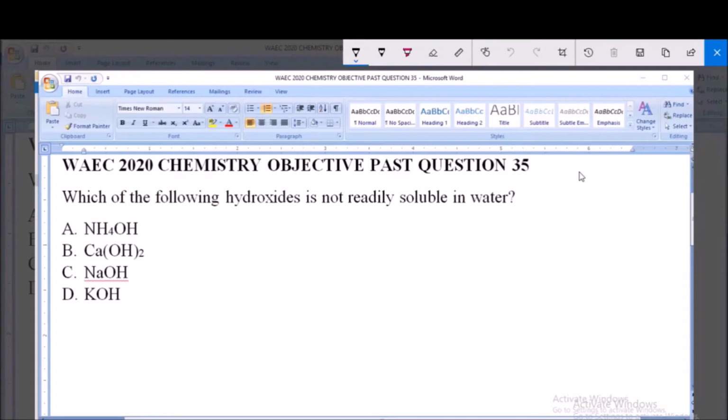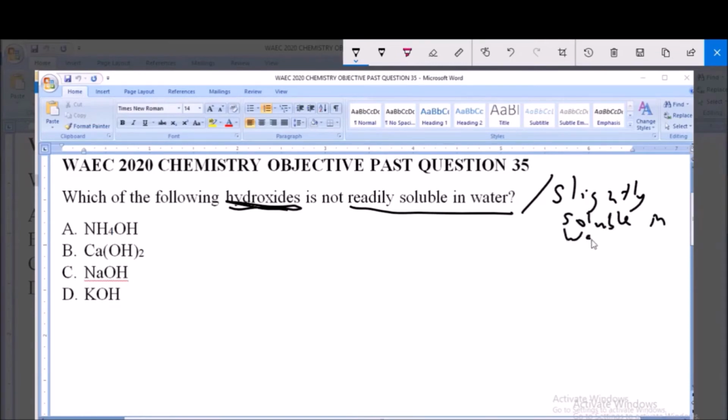Which of the following hydroxide is not readily soluble in water? A. Ammonium hydroxide. B. Calcium hydroxide. C. Sodium hydroxide. D. Potassium hydroxide. So we are looking at various hydroxides, and we are asked for the one which is not readily soluble in water, or for the one that is just slightly soluble in water.